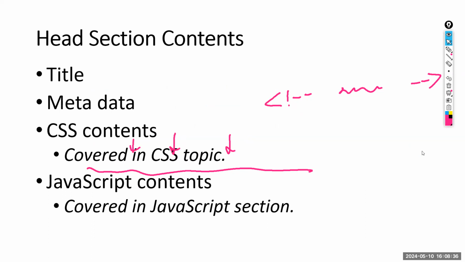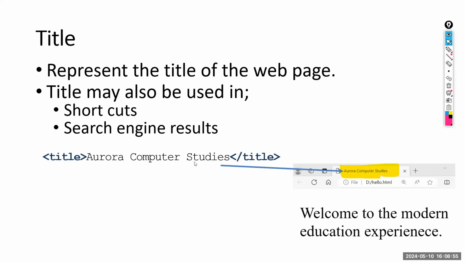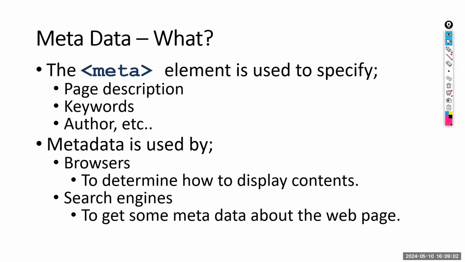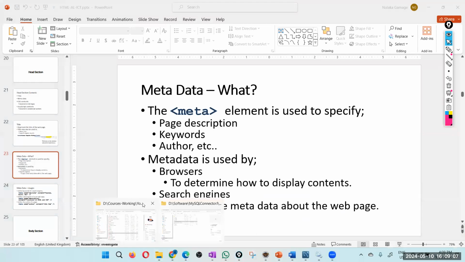Right. So now let's go into the head section in detail and finish it. Then go to the body section. And of course, when the body section is done, HTML is done. Okay. So as I told you, the head section can have the title, metadata, CSS contents, JavaScript contents. The title is the one that is displayed in your browser title bar. Okay, browser title bar. So let's do it in a practical manner. I will share the code with you at the end of the session.